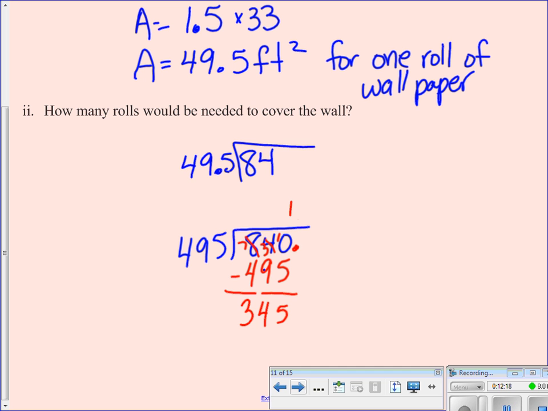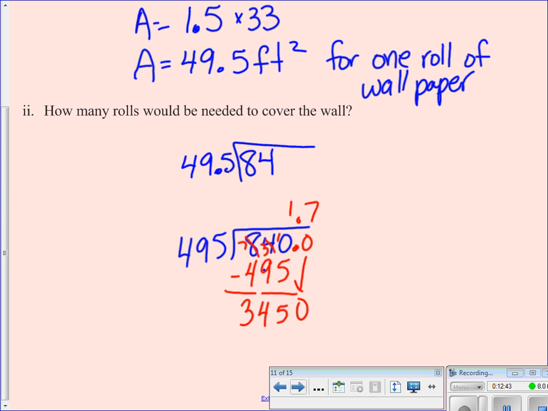I have to add my decimal. 1.7. It's going to keep going. But do I have to keep going? No. Do I know how many rolls I need? Yeah. They're not going to sell me part of a roll. I need to buy a whole roll. So how many rolls? Two. I need two rolls. I don't have to keep dividing because I have enough information for my answer.